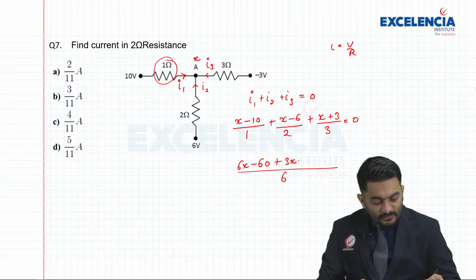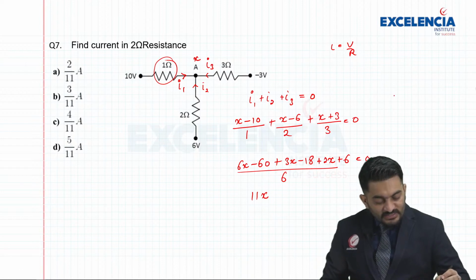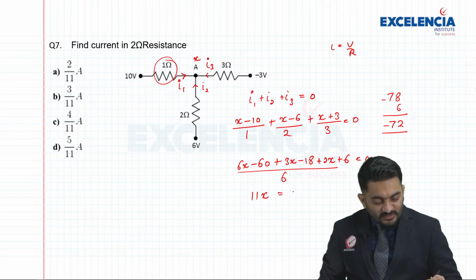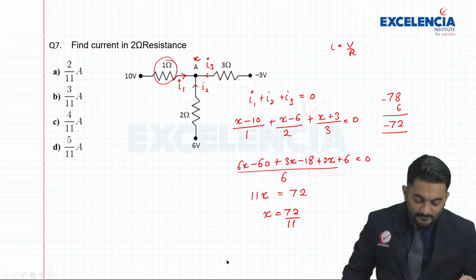It is 6x minus 60, this is 3x minus 18, this is 2x plus 6, and the sum should be equal to 0. The 6 in the denominator, even if you take it to the other side, is going to be 0. So we have 6x, 3x, which makes 9x, plus 2x, which is 11x. Then 60, 18 and 6: 60 and 18 make 78, and if you subtract 6 from it, it will be 72. So minus 72 you take to the other side, it will be 72. My X value is 72 by 11.